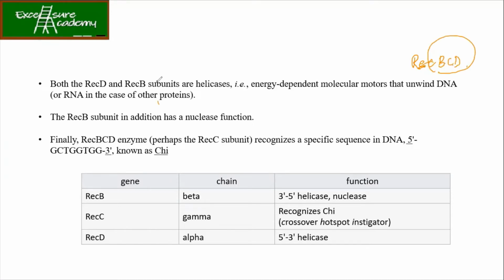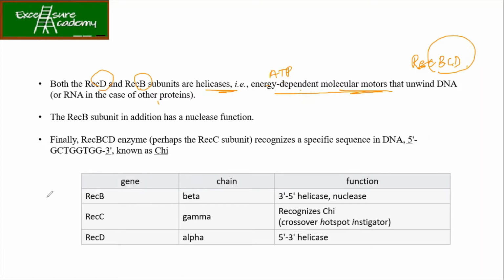Here you need to remember that D and B are helicases, which are energy-dependent molecular motors. What do you mean? Energy dependent means they are going to use ATP. When you say molecular motors, what does it mean? With the help of ATP, they are going to move on the DNA sequences. Anything which can walk on DNA.